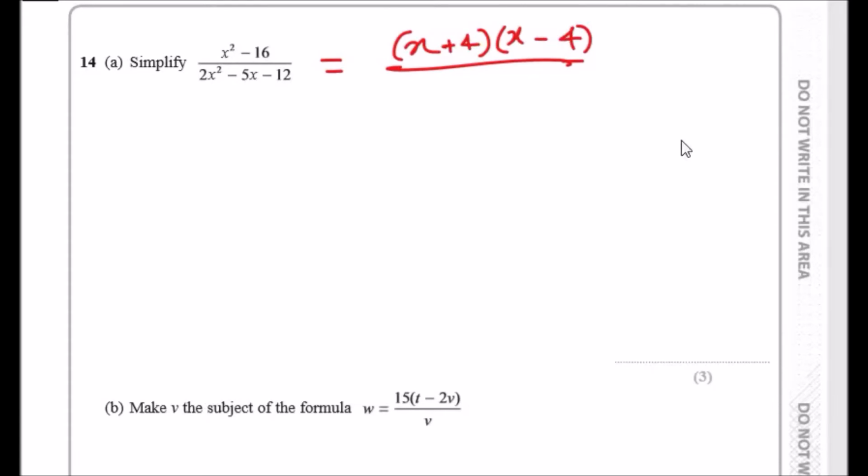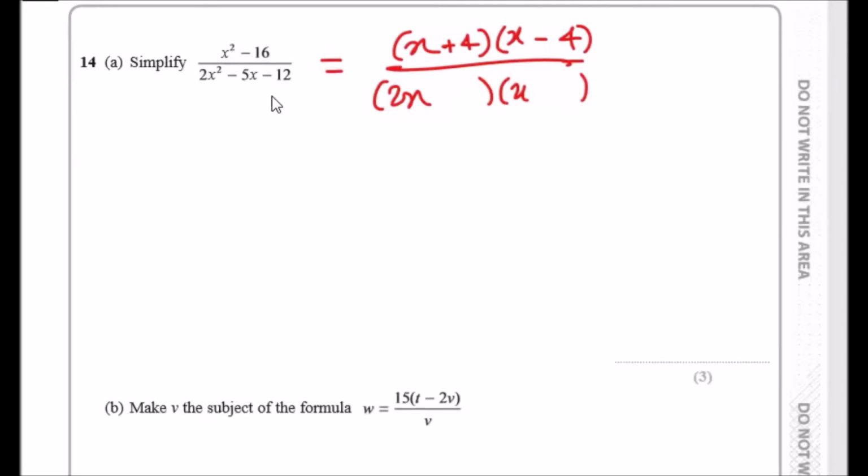Now the second one's a bit more tricky, but one thing I've noticed in these questions, if you have 2x squared, one has 2x in the bracket and the other one has x, and usually one of the results at the bottom is the same as the top. So this number could be minus 4 or plus 4. It's usually like an exam technique.